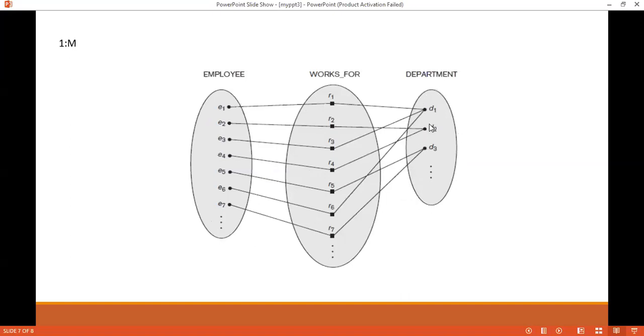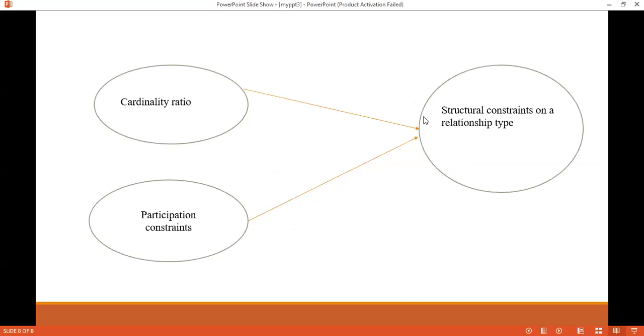Okay, now if we have understood what is cardinality ratio and participation constraints, now if we combine cardinality ratio and participation constraints together, they are called structural constraints on a relationship type. My dear friends, remember, in the exam they are going to ask, explain structural constraints on a relationship type, for 6 to 8 marks. If they ask, you need to explain with example diagrams or illustrations. You need to explain the cardinality ratio and participation constraints respectively.